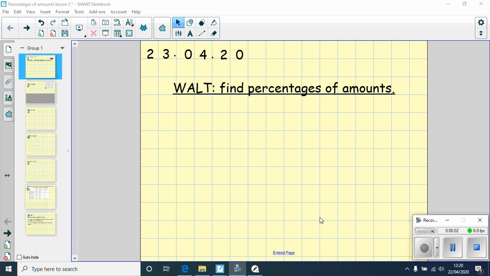Morning Year 6 and welcome to Thursday's maths lesson. So today our WALT is to find percentages of amounts. It is very similar to the work we did yesterday, just a little bit trickier.